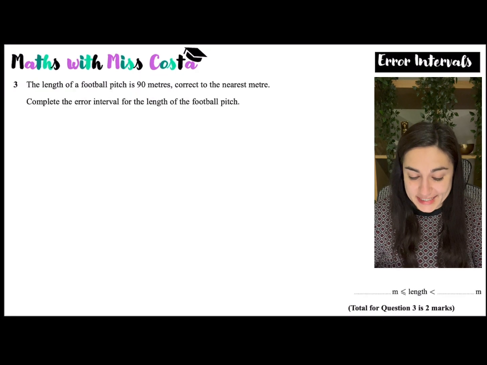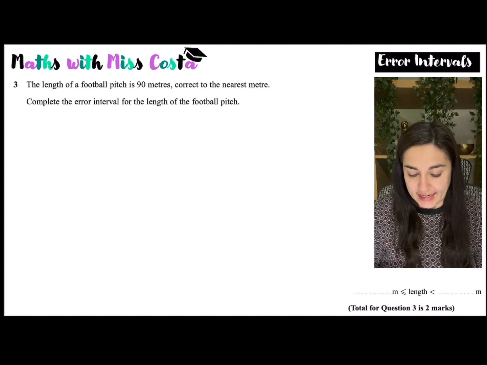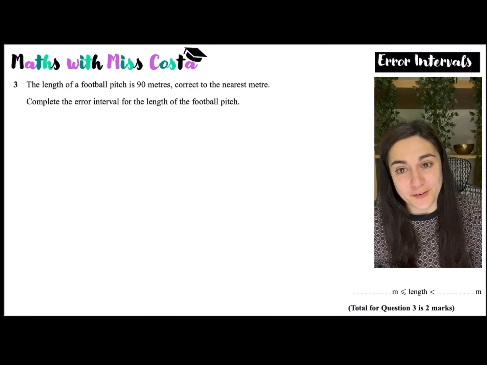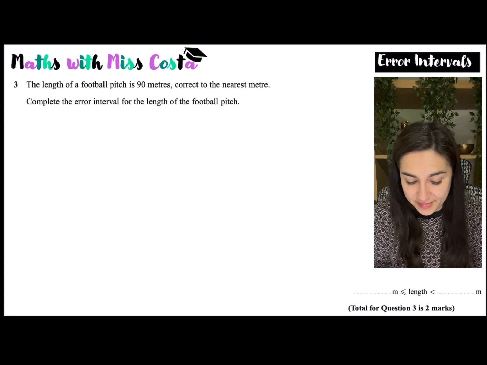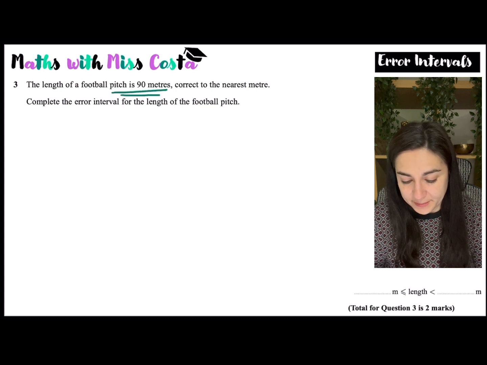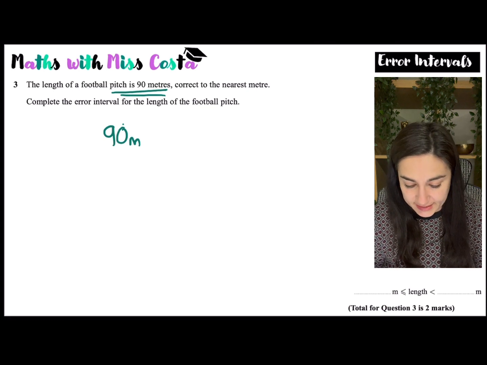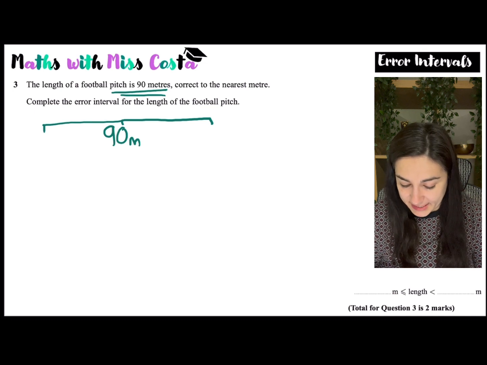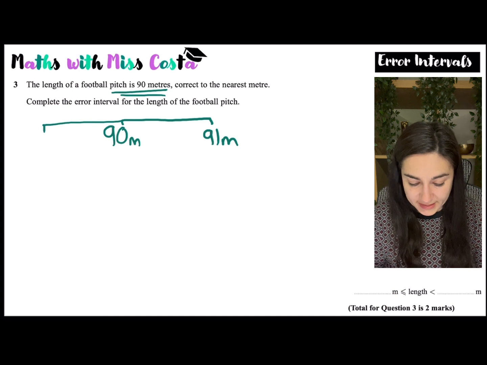So an error interval question, all that it's asking me to do is, if something has been rounded to a certain amount, what's the minimum possible value it could have been and the maximum possible value it could have been. So I'm told that the length of a football pitch is 90 meters, correct to the nearest meter. Okay, so what's the maximum it could have been? Well, to the nearest meter, if it was rounded to the meter above, it would have been 91 meters, and the meter below would have been 89 meters.